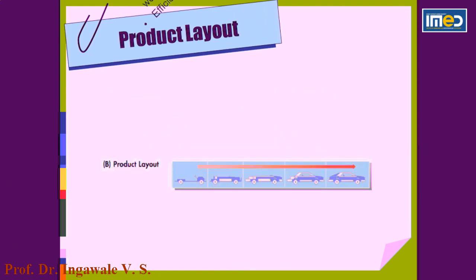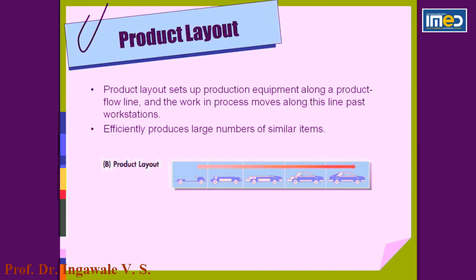Then next, product layout. So product layout sets up production equipment along a product flow line, and work in process moves along this line past workstations, then efficiently produces large number of similar items. So this particular layout, product layout, is mostly useful for mass production related items. Then process layout may be useful for batch related items. Best example is like manufacturing tablets for process layout, and here automotive industries, etc., those are related to product layout.